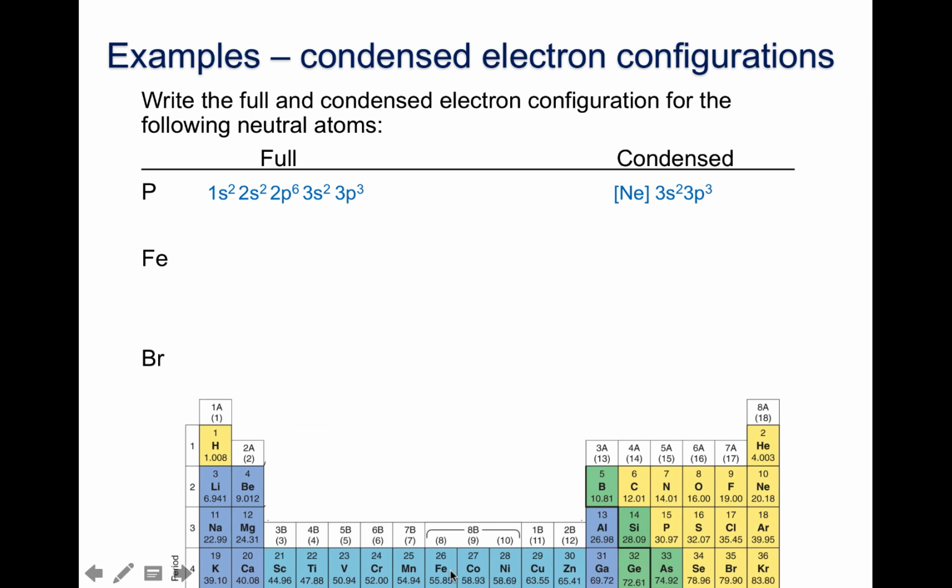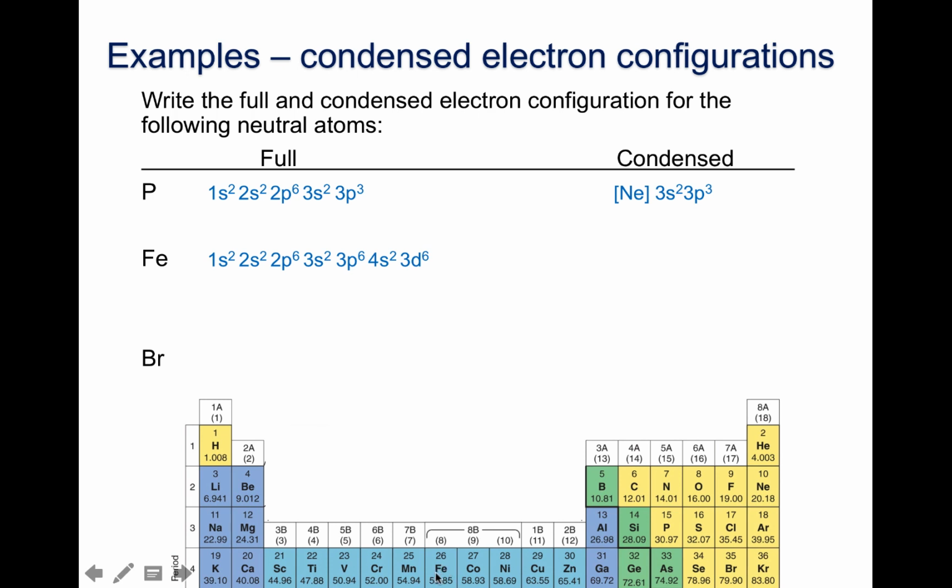Let's look at iron. Iron is in the transition block. It's in position number 6. And remember, that is not one of the exceptions. The exceptions are position number 4, chromium, and position number 9, copper. So because we're here, we can assume that the filling order is normal. So we'll go 1s2, 2s2, 2p6, 3s2, 3p6, 4s2, then 1, 2, 3, 4, 5, 6. So 3d6 would be the full electron configuration for iron.